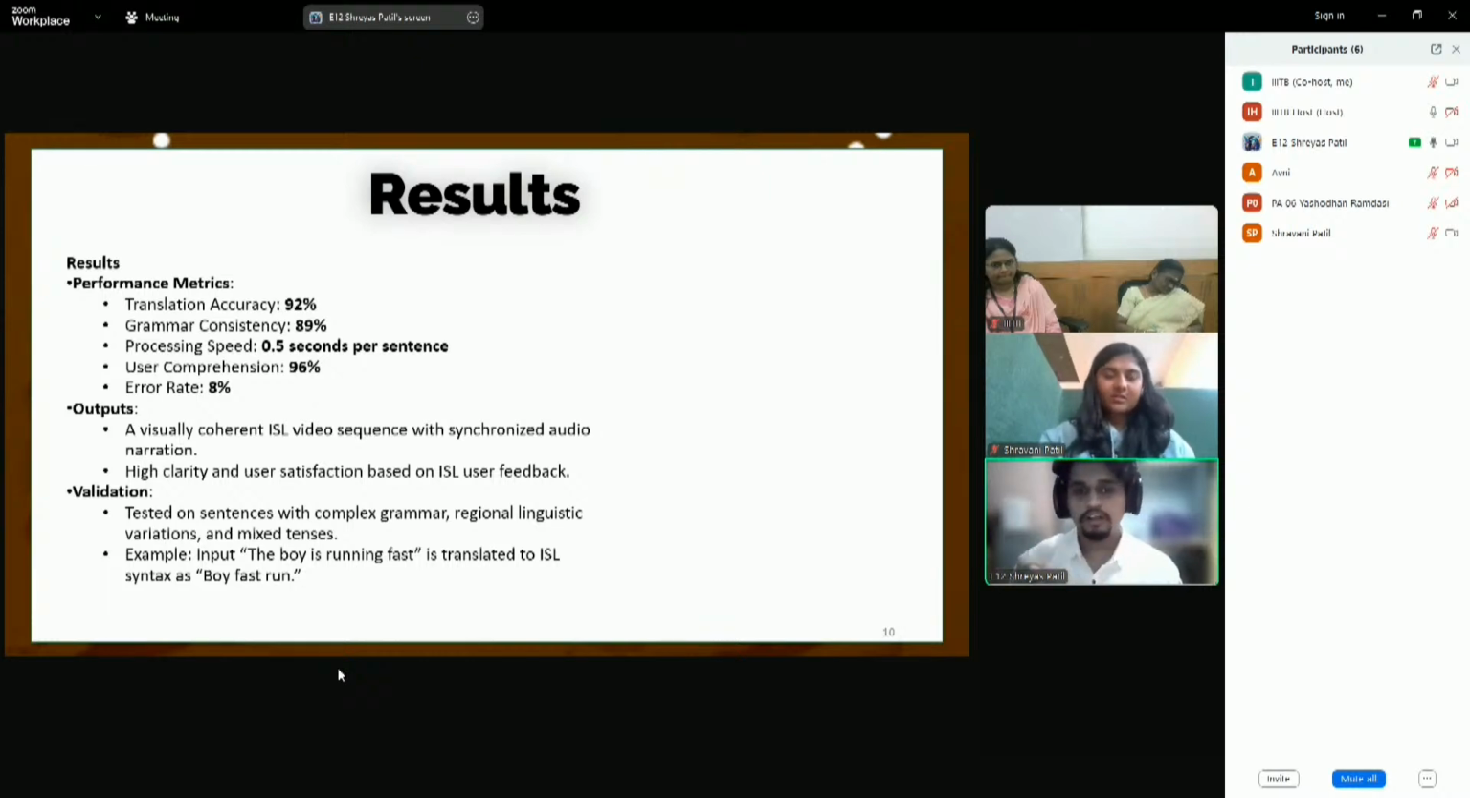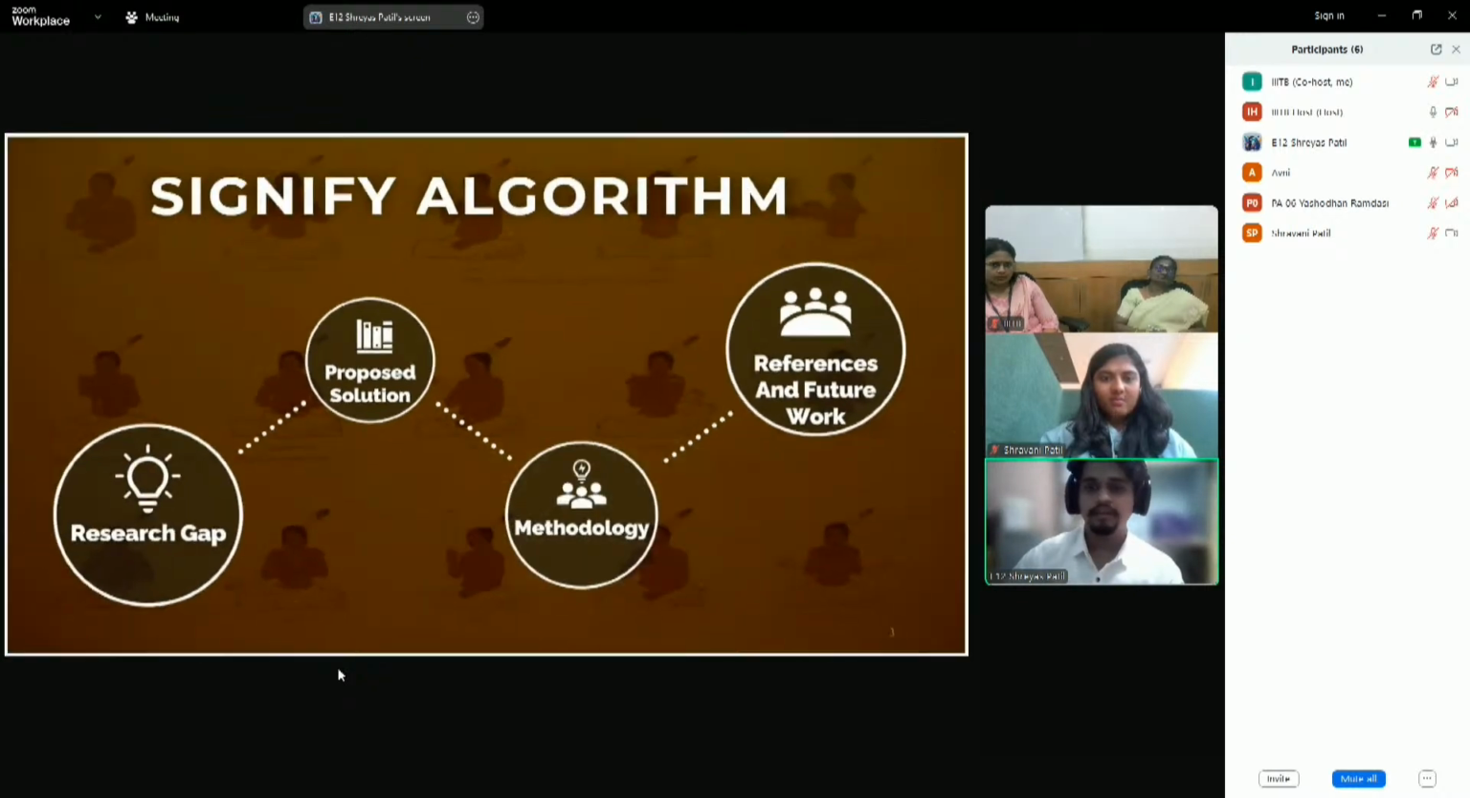So on the output, we get a perfectly good video of the entire sentence. And one example is given below. The boy is running fast will be converted to boy fast run, where all three words are in the ISL dictionary and are utilized. We can see the ISL dictionary is maintained properly, but it needs improvement right now because we don't have common words like these and everything. But yeah, we have done the best thing we could.